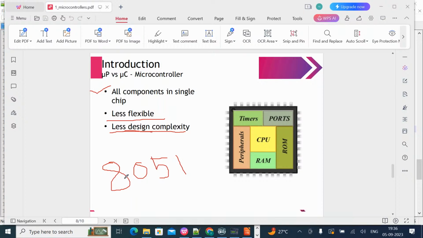Fine. So at least you should know this much basic difference between the microcontroller and microprocessor. Many of you were asking in the last session what is the difference between microcontroller and microprocessor. I hope you got the clarity. Everybody? Yes, no?